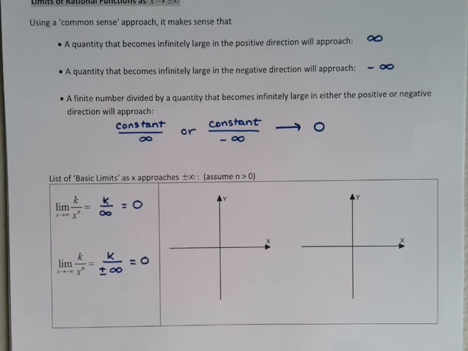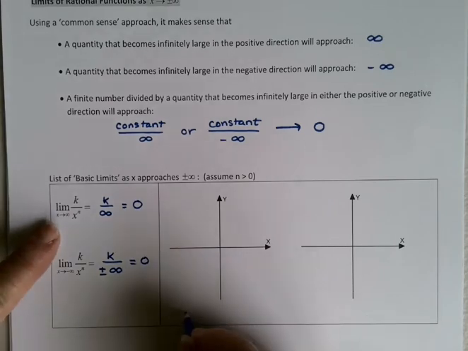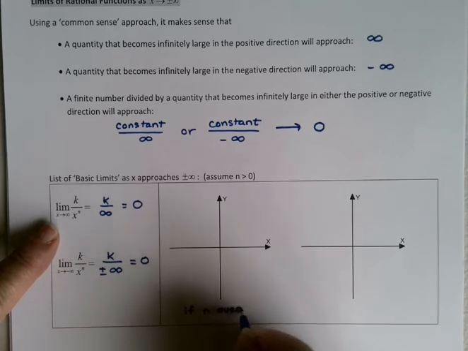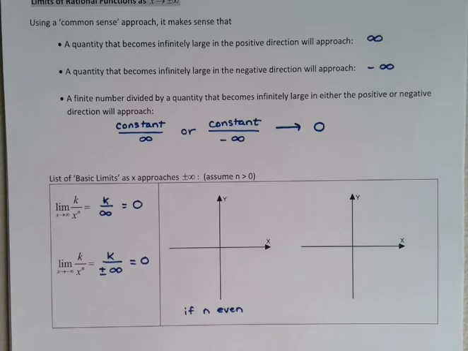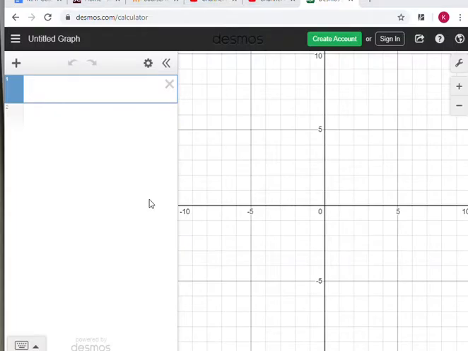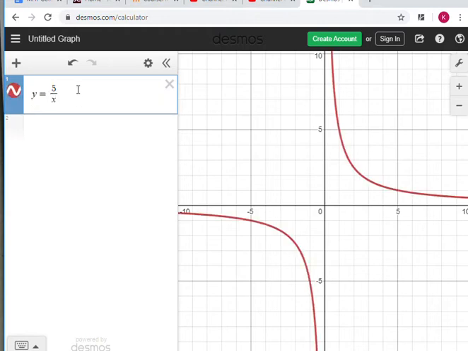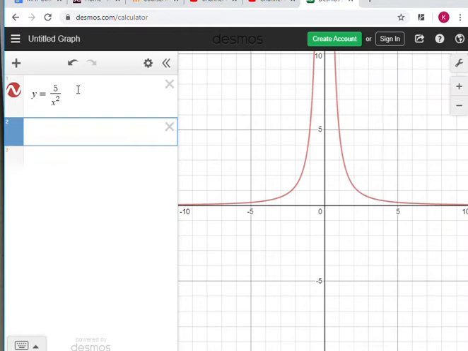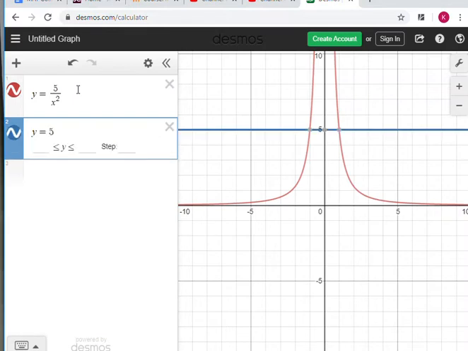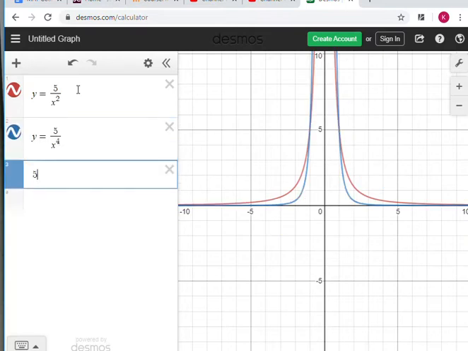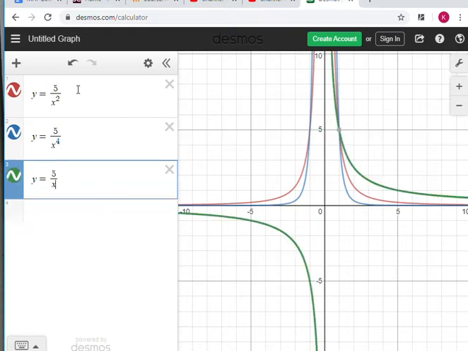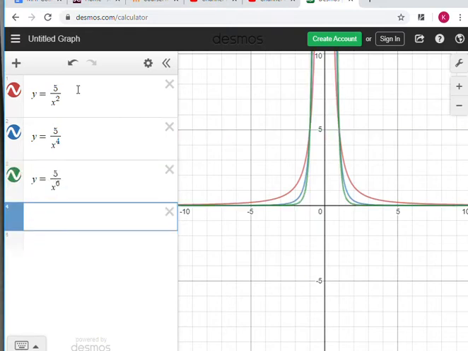You can really see that in the graphs of these functions. If n happens to be even, all of these functions look basically alike. If I just pull up a quick Desmos graph here, and we pick a constant, doesn't matter, 5 over x squared, or 5 over x to the 4th, or 5 over x to the 6th. They all essentially look the same. They just get a little bit steeper the higher the power.